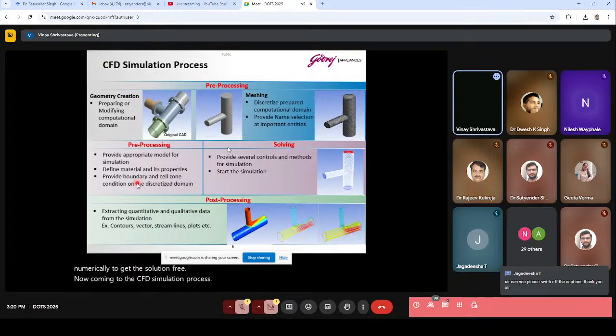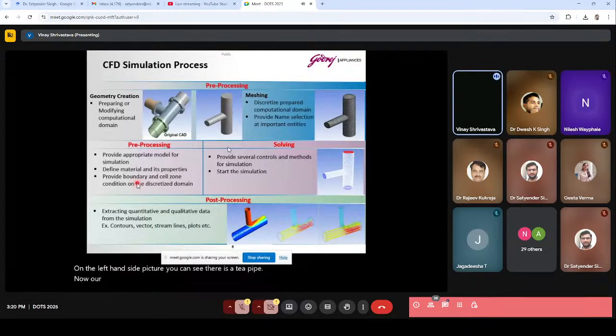Now coming to the CFD simulation process. On the left hand side picture, you can see there is a T pipe. Our intention is to check what the flow behavior is inside this T pipe. Let's say one end has a hot temperature inlet, the second one has a cold temperature inlet, and the third one is the outlet through which we get mixed flow. So this one is inlet, this one is inlet, and this one is outlet. Our intention is to check the flow behavior within this pipe. And when I say flow behavior within this pipe, it means we are focusing on water.